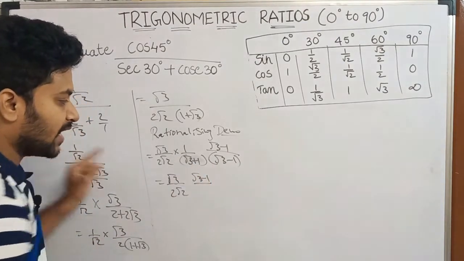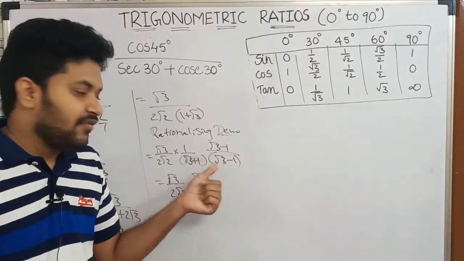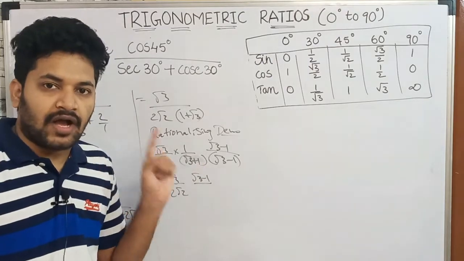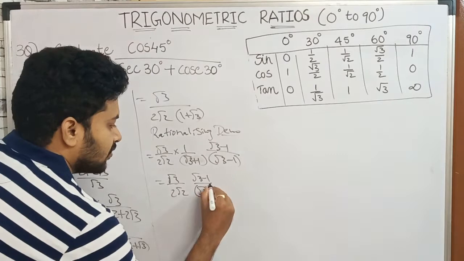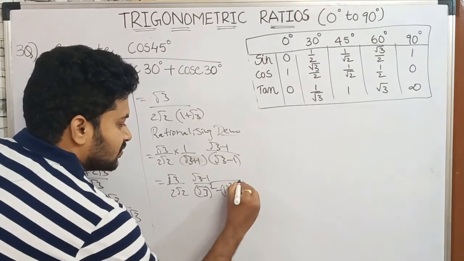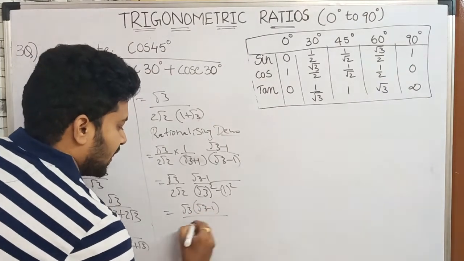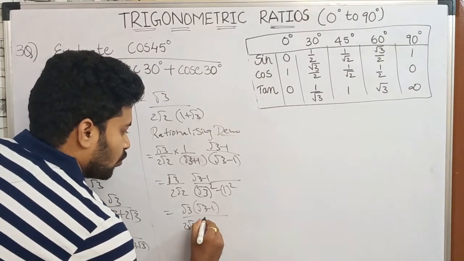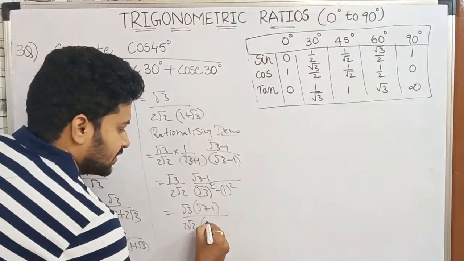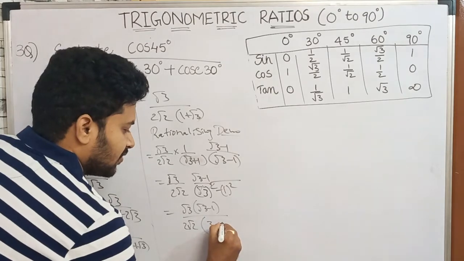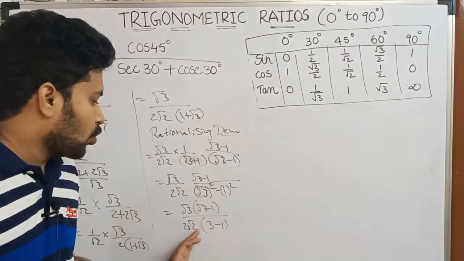So here everything is the same, root 3 by 2 root 2 into root 3 minus 1 by root 3 minus 1. It is looking like a plus b of a minus b, which means what? A square minus b square. That is the reason we want to avoid this root, so we involve this a plus b of a minus b formula. So root 3 square minus 1 square. So root 3 of root 3 minus 1 by 2 root 2 of root 3 square. This square root cancels, 3 minus 1. Here you should observe that 2 root 2 of 2.